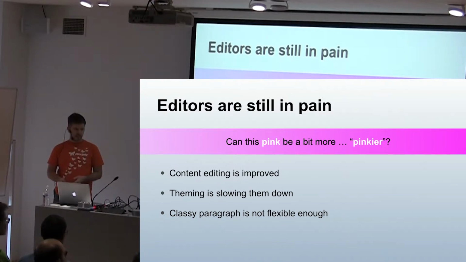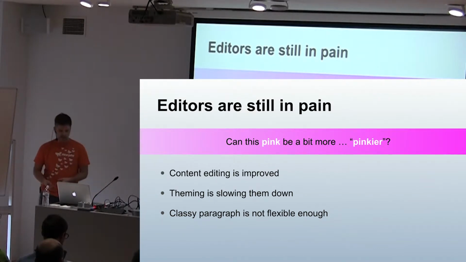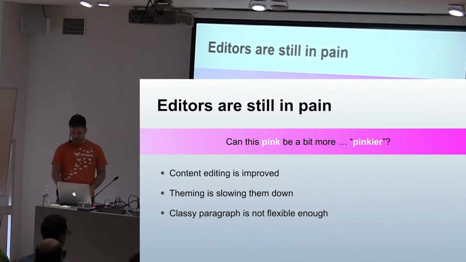And if it's a really simple one-line change, it can take some time, because we have all these workflows and we need to deploy this change. So it's hard for them to understand why this easy change takes too long. And the classy paragraph is not flexible enough. Even if we provide them 50 variants, they will ask for the 51st variant that is not in the system.